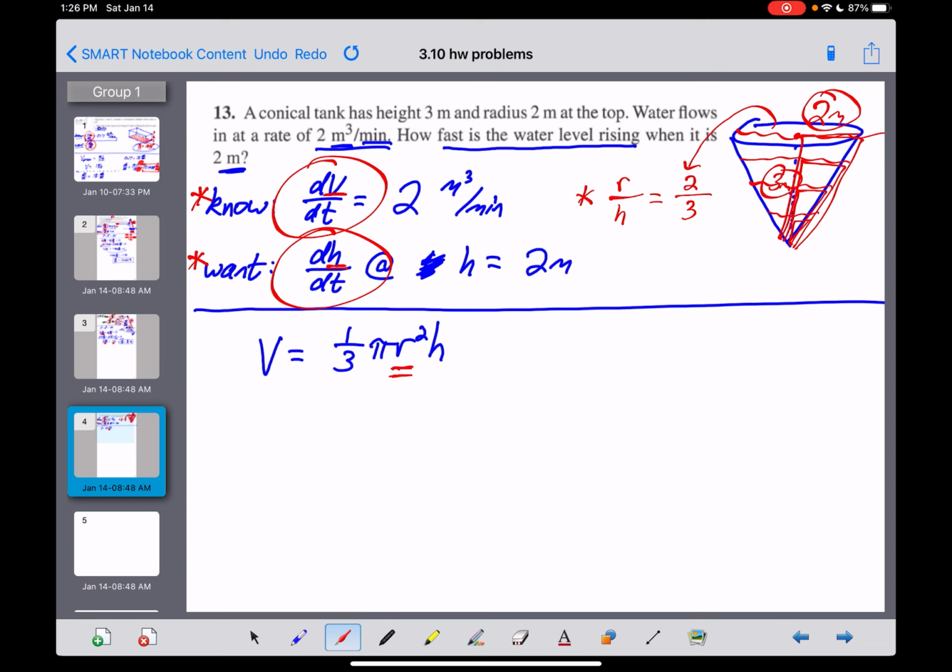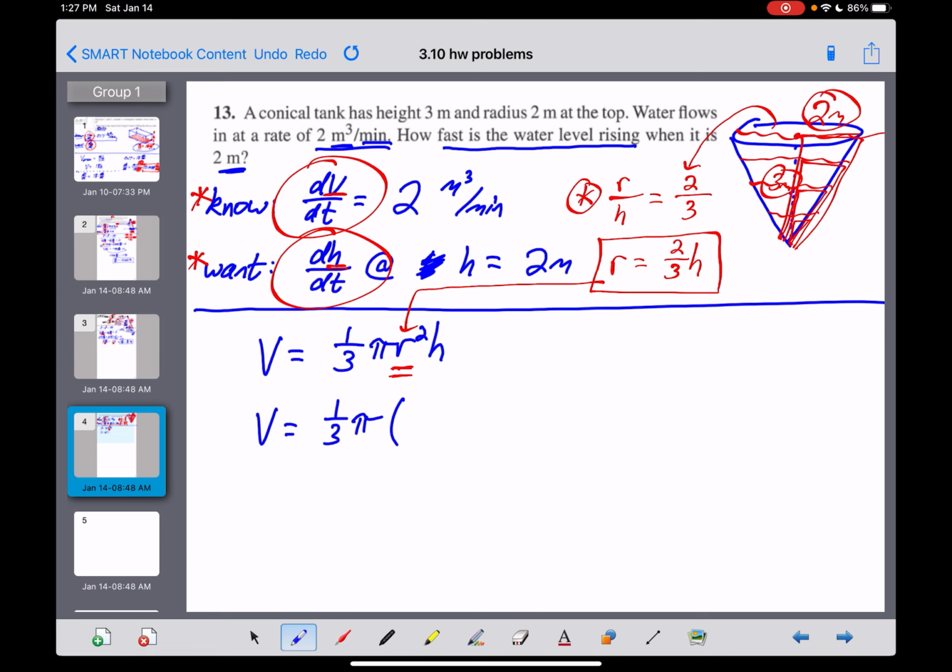Now, I don't want this r here. I need to get rid of it, which means I'm going to go back to this ratio, this proportion, and I'm going to solve it for r. Easiest way to do that is to just multiply both sides of this equation by h. And I'm going to get r is equal to 2/3 h. So no matter what the water level is in this tank, its radius is always 2/3 of its height. So that is not a time-specific value right there. That's a ratio that's always true, which means I can make that substitution right here and get volume is equal to 1/3 times pi, and instead of an r, I replace it with 2/3 of the height of the water.